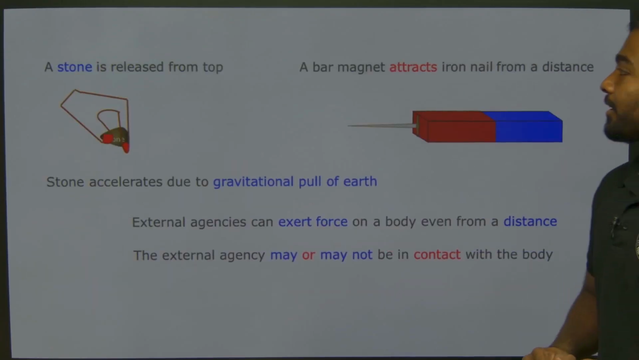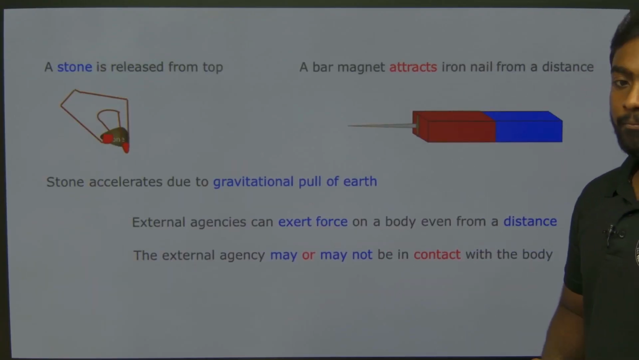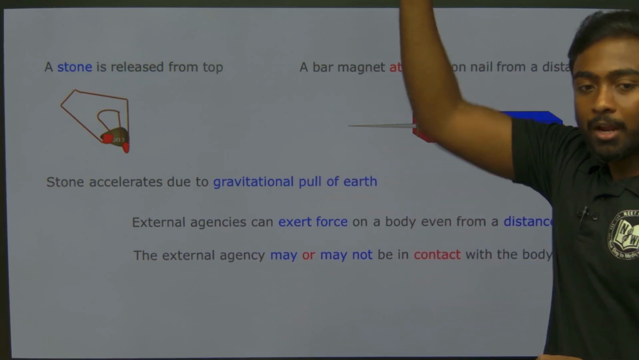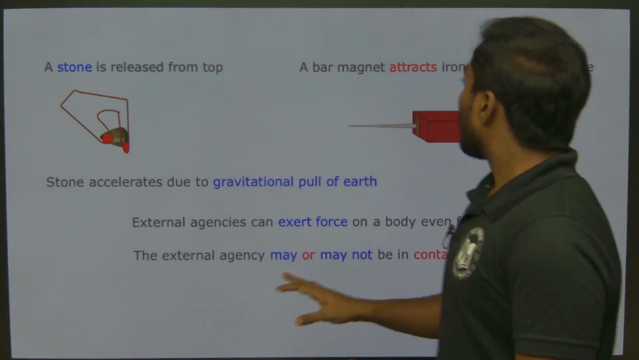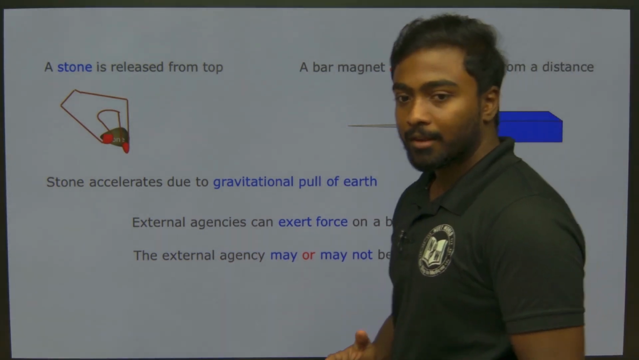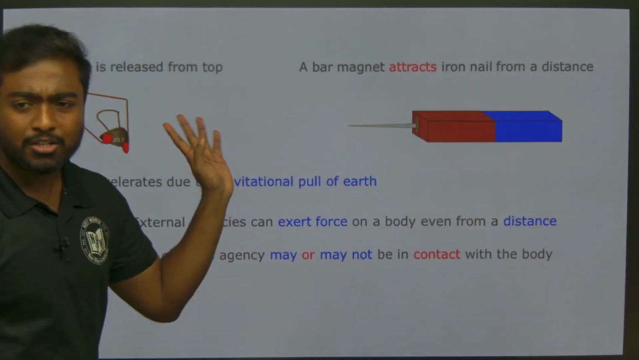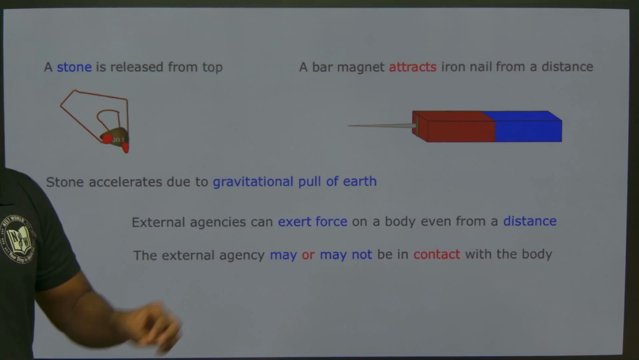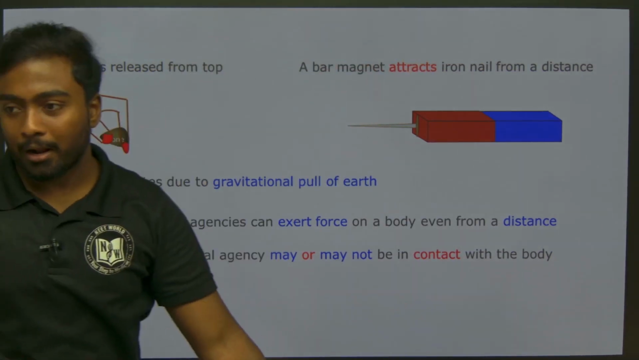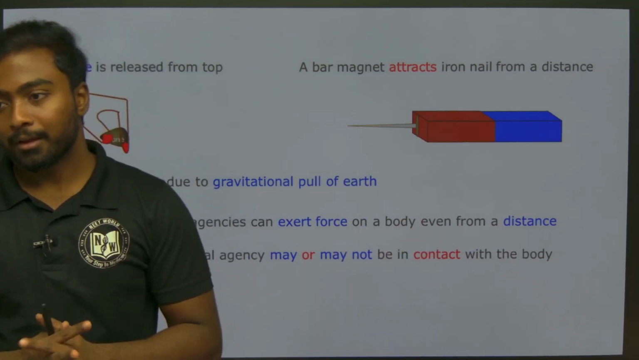So a stone is released from top. What will happen? Gravity pulls the stone. Obviously, due to gravity, it will go down. So a bar magnet attracts an iron nail from a distance. Yes, no? Is there any contact between these two? No. Nothing. If I leave something over like this, it will go down automatically. It is due to gravity, we will say.